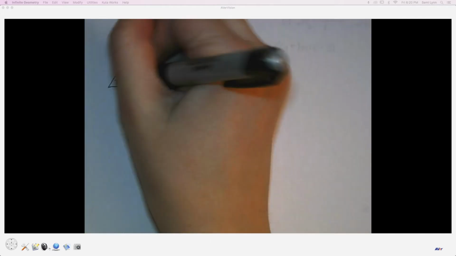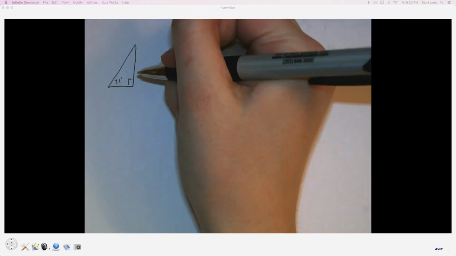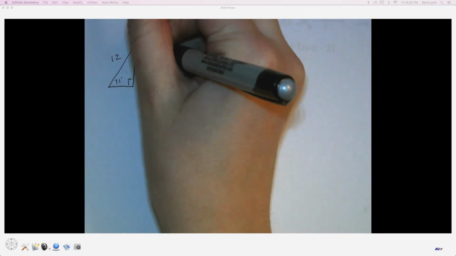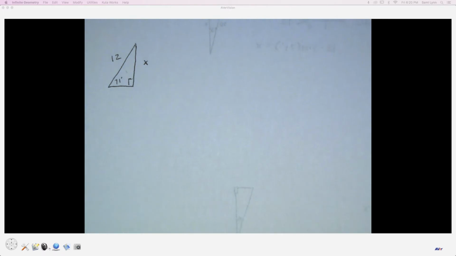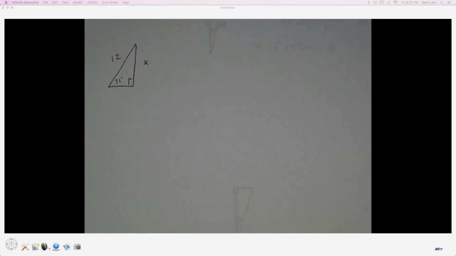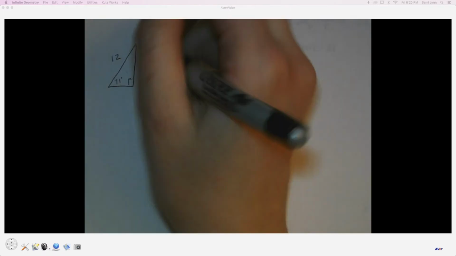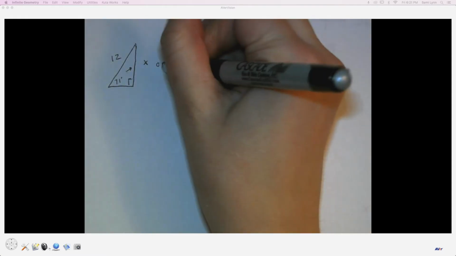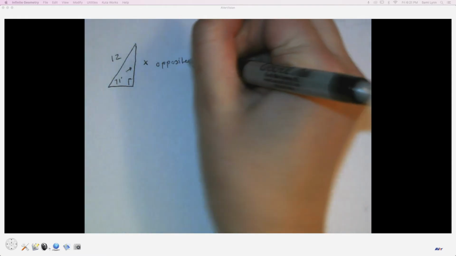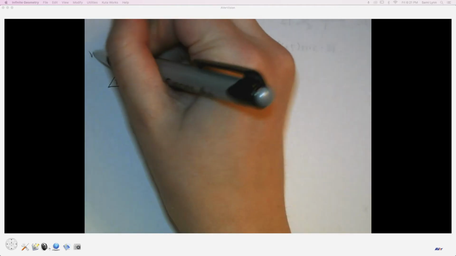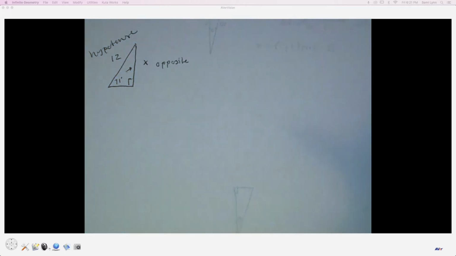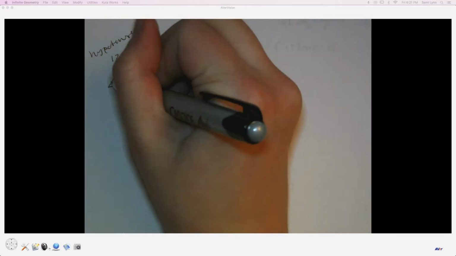What if I have an angle that's 71 degrees? It's a right triangle, and I am given these two lengths. I'm trying to solve for x. What can I do? Let's label that triangle first. Opposite of 71 degrees is x. My hypotenuse is always that diagonal. And my adjacent side is the side that's next to this angle that I'm given.